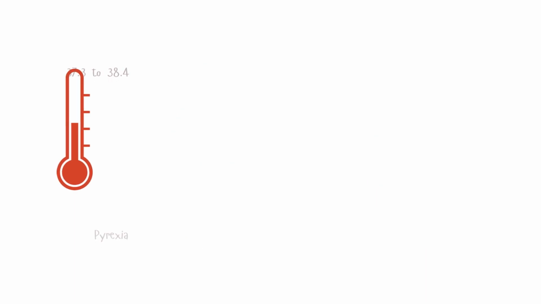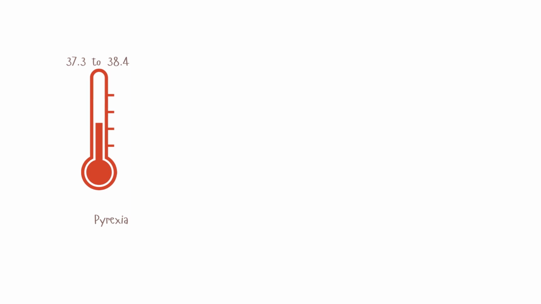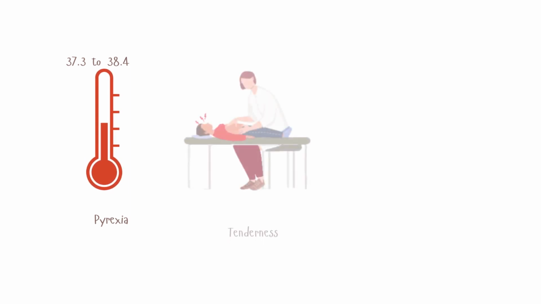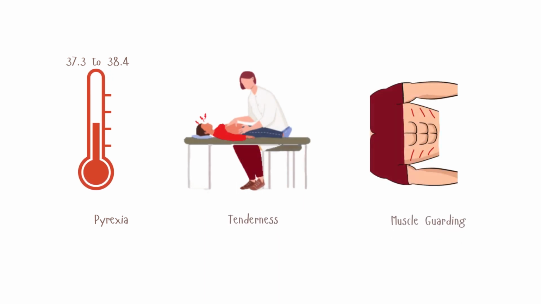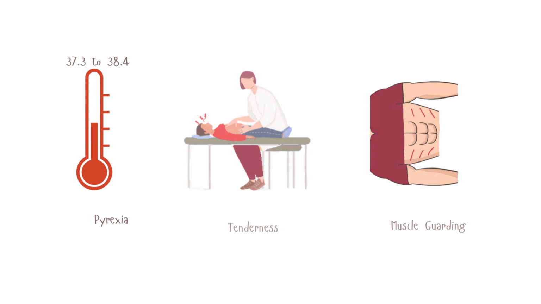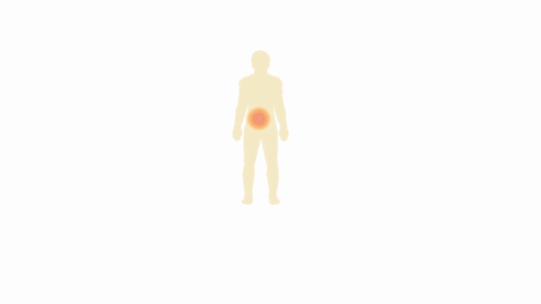In the early acute appendicitis, there is usually a fever of 37.3 to 38.4 degrees Celsius and localized tenderness. Finding persistent guarding in the right iliac fossa on repeated examination is the key to making the diagnosis and distinguishing it from non-specific abdominal pain, which usually resolves over 24 to 48 hours. Non-specific abdominal pain does not have persistent guarding.